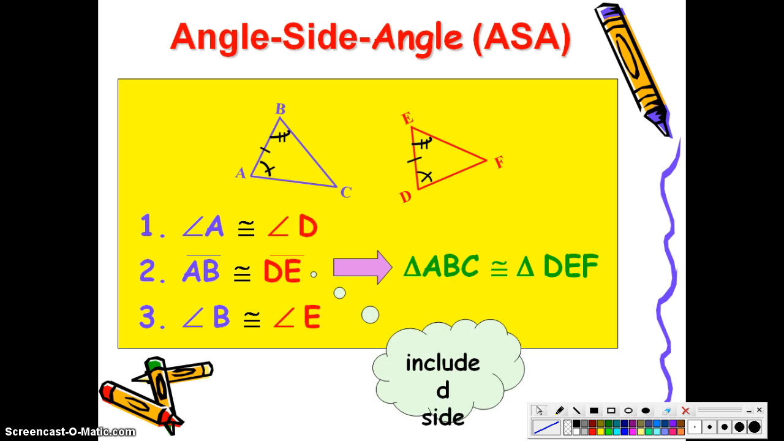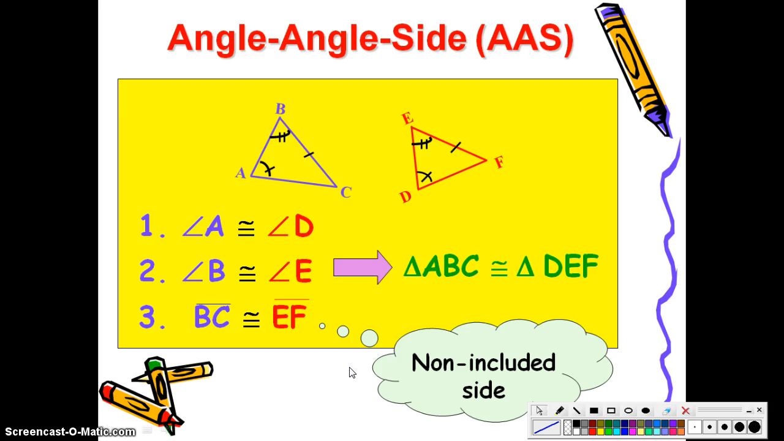We have angle side angle. Angle A is congruent to angle D. Those are corresponding, so those are the ones that are congruent. AB is congruent to DE, and that's our included side. And then we have angle B is congruent to angle E, and the second one is our included side. So the side has to be in between the two angles.